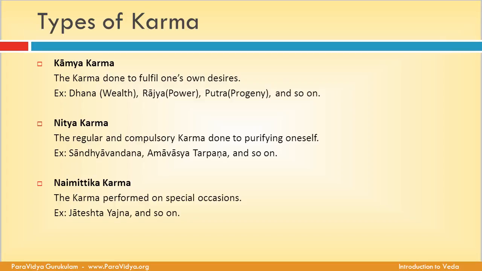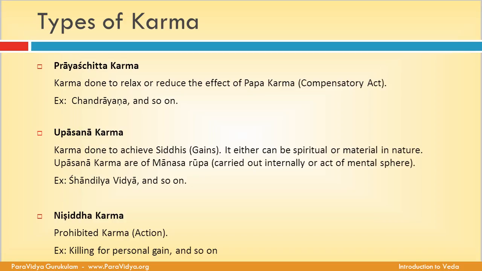Then, Naimitika Karma. The karma performed on special occasions. Example, Jateshta Yajna, and so on. Then, Prayashchita Karma. Karma done to relax or reduce the effect of Papa Karma, that is compensatory act. Example, Chandrayana, and so on.